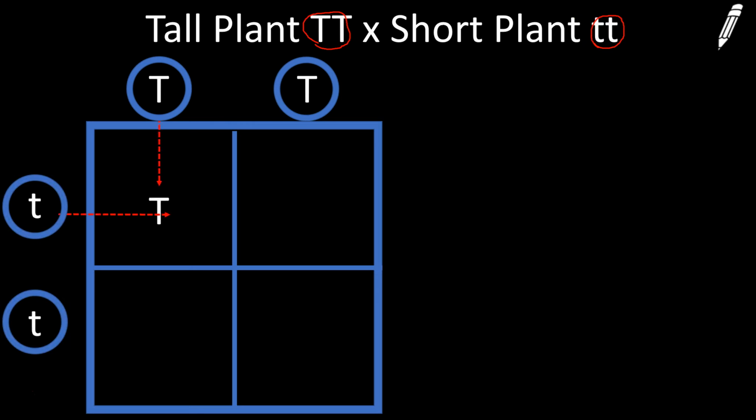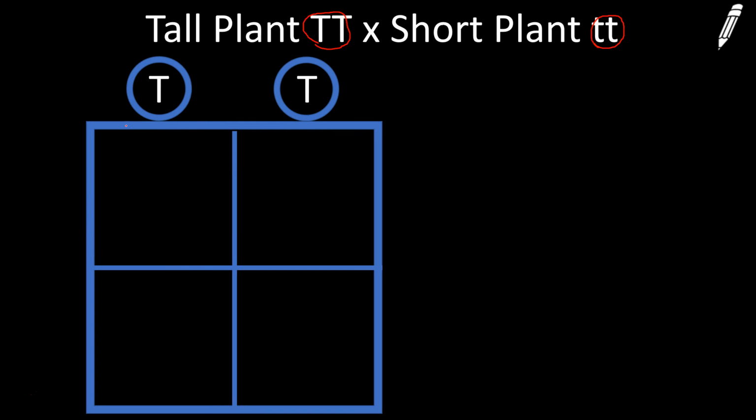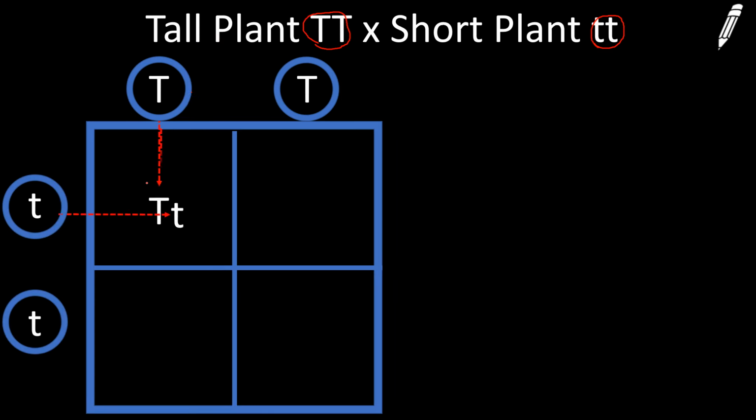That goes down, that goes across. That gamete could pair with this one. So let's backtrack real quick. What we're saying is this gamete could pair with this gamete. This gamete can pair with this gamete. This gamete can pair with this one. Or this gamete can pair with this one. That's really what we're saying.